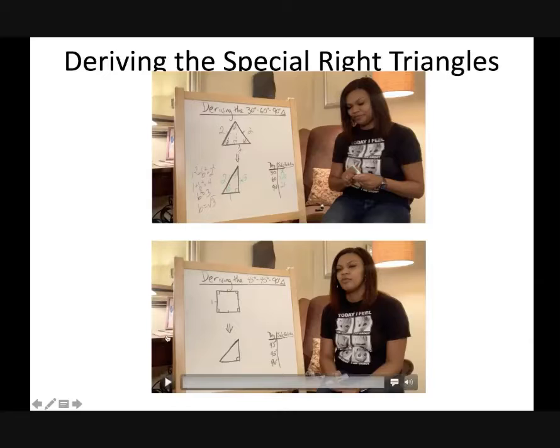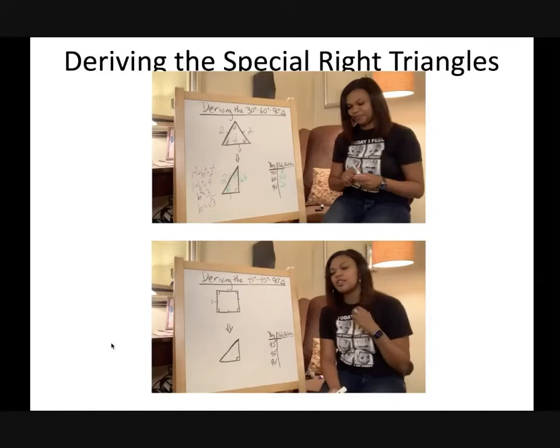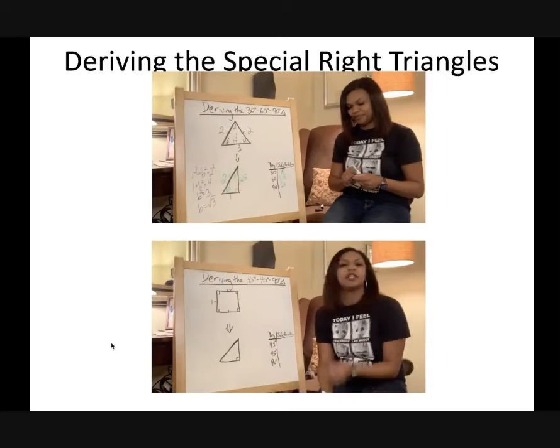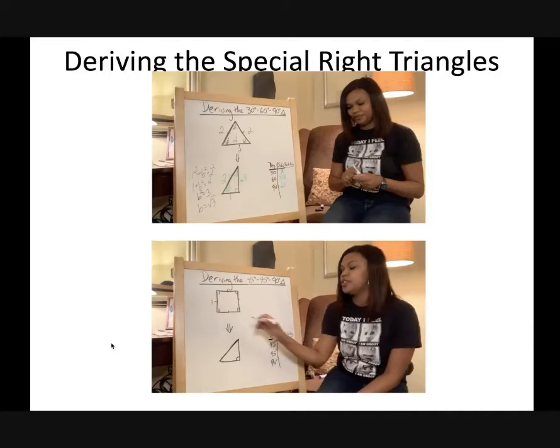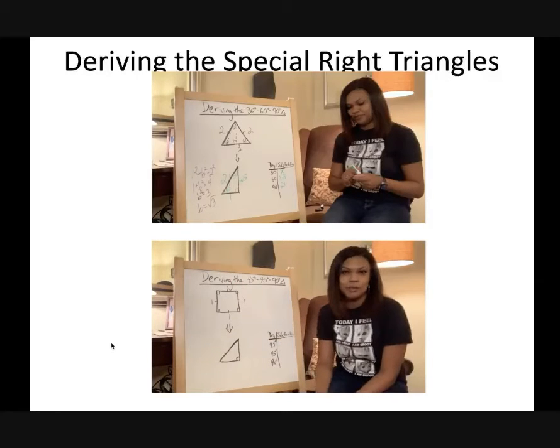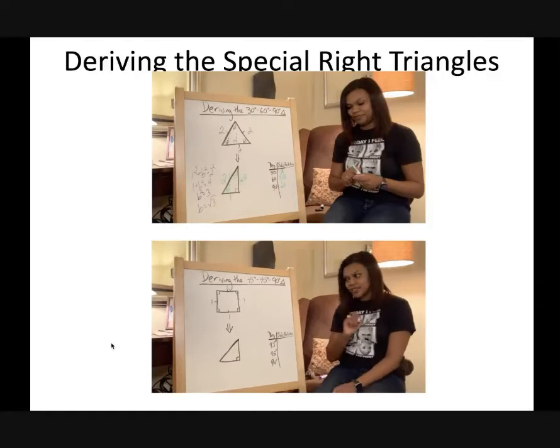Okay, so now let's look at how we derive the 45, 45, 90 triangle. Next we're going to look at the 45, 45, 90 triangle. And how do we get the ratios for this triangle? So first let's look at a square. A square has 90-degree angles, and all of the sides are equal. So if this portion is 1, then this is 1, and that's 1. I'm just using 1 as an example. You can pick any number. So now what I'm going to do is bisect this square.